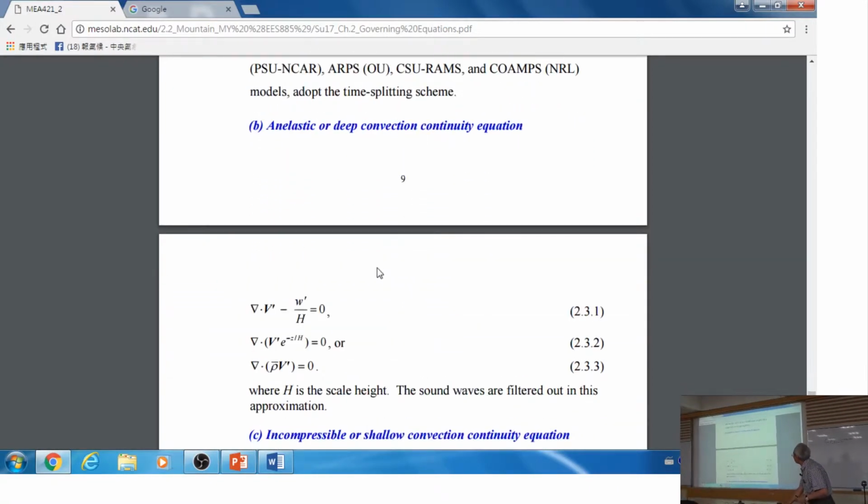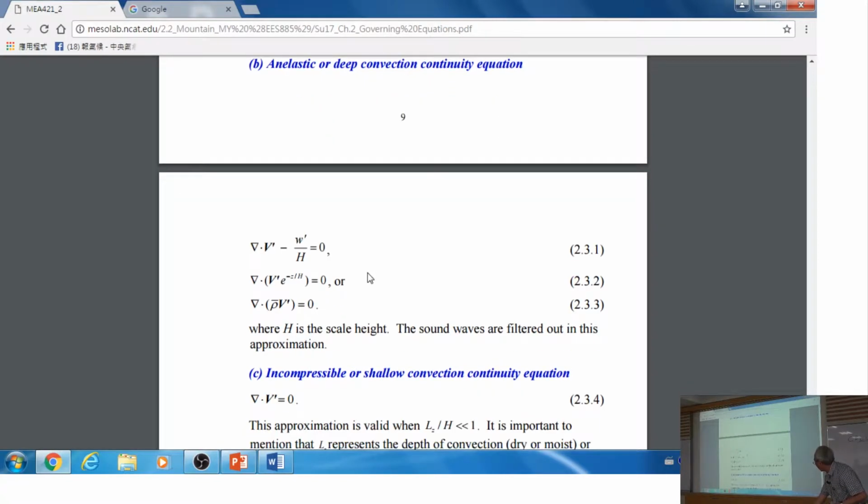In some models or theoretical work, they try to resolve the problem without going to models. So what they do is they make approximations. It's called the anelastic or deep convection continuity equation, which can be derived and has these three forms.